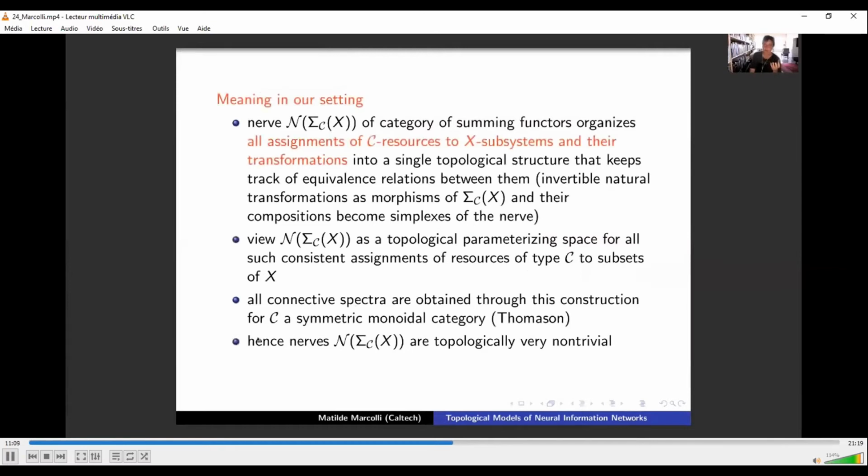So the one thing that's good about this construction topologically is that it's known that these homotopy types are sufficiently sophisticated that they're actually able to construct any connective spectra in the sense of homotopy theory. So this means that they are very general and very non-trivial topologically. But also for us, this would be like a configuration space. So there are assignments of resources of this type C to subsystems of this system X. Of course, at this point, this is rather coarse because subsystems here just mean subsets of a given finite set.